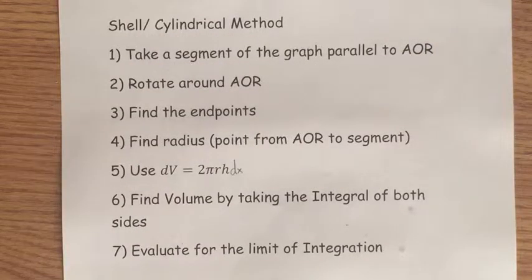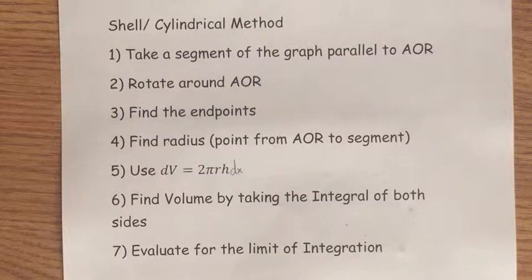So these are the 7 steps to find the volume of an object using the shell method. First you would take the segment that's parallel to the axis of rotation. Now in the washer or disk method, usually you do it perpendicular to the axis of rotation, but it is very important that when performing the shell method you find the segment that's parallel to the axis of rotation.